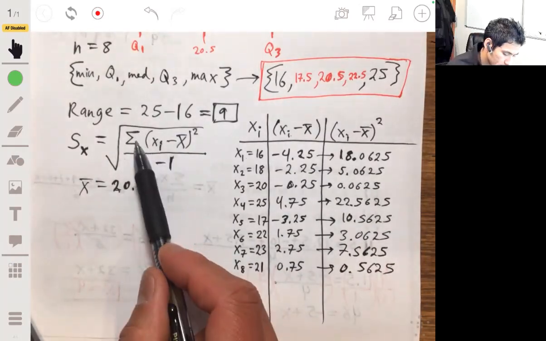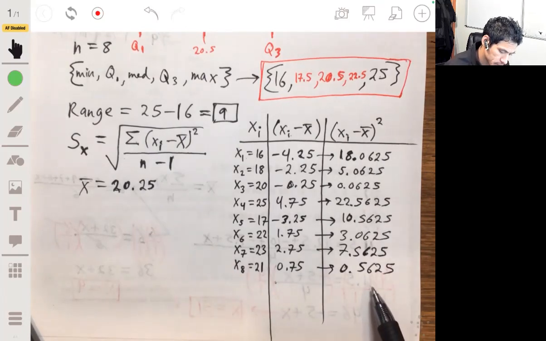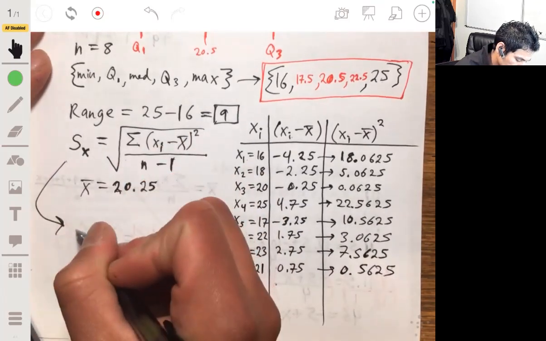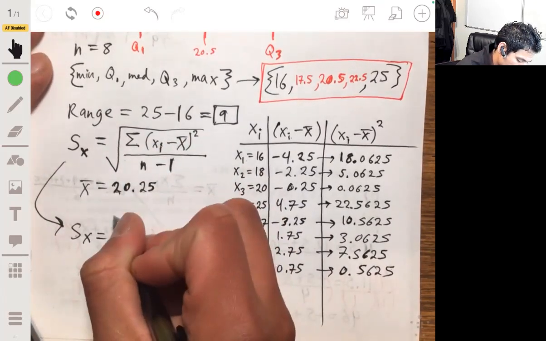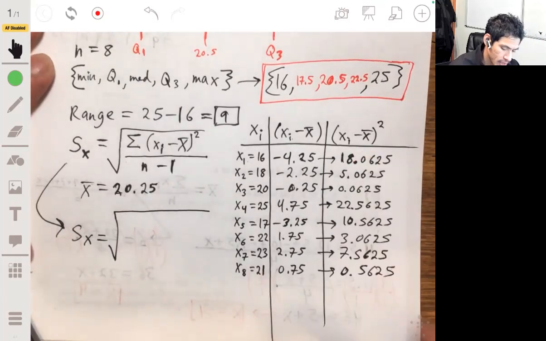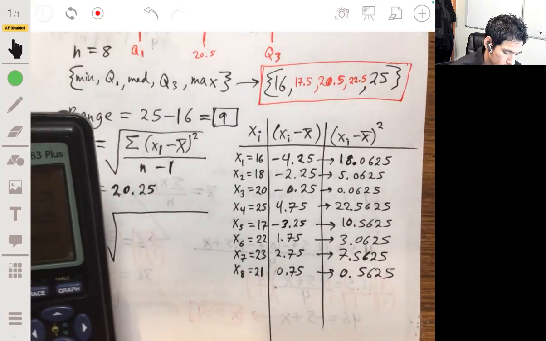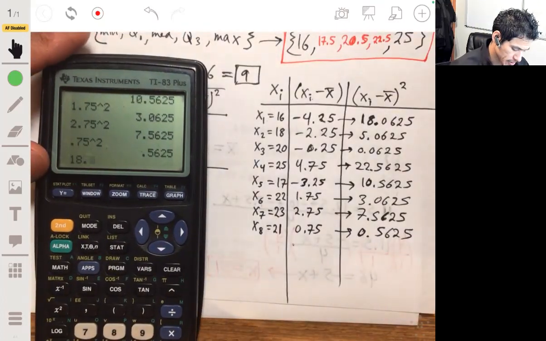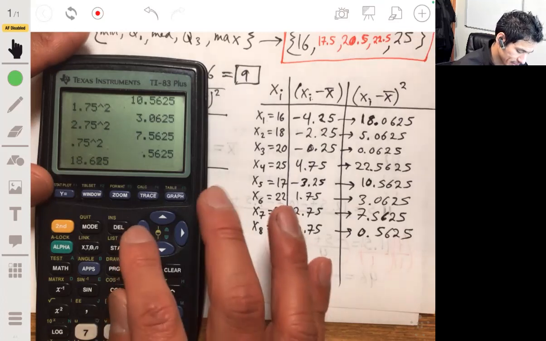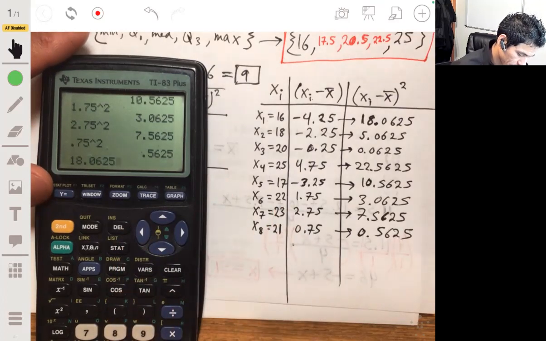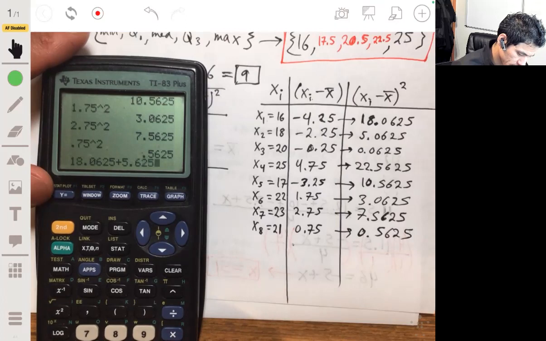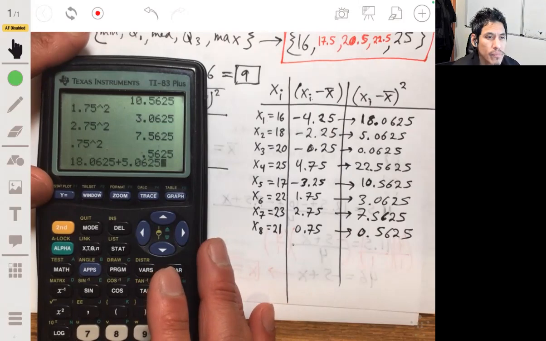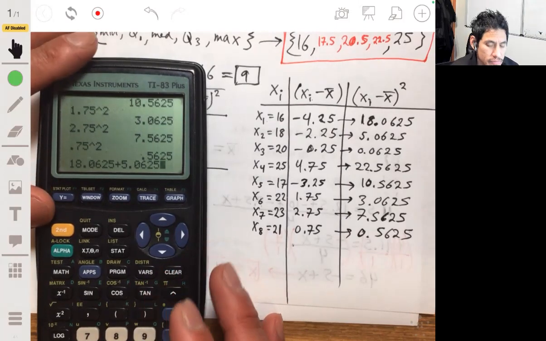Now the sum of these. So let's just find the sum of these. That's what's going to go here. So breaking this down, adding these all up, being focused so we don't make a mistake. So 18.0625. No, I already messed up. 0.0625 plus 5.0625. Plus 0.0625.